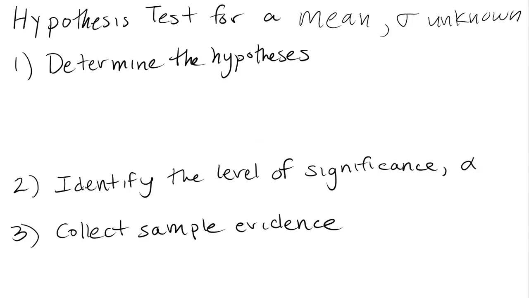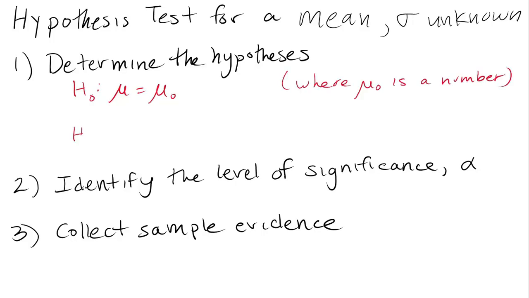The first step in a hypothesis test is to determine the hypotheses, and the hypotheses here will look the same as they did for the z-test because this is still a hypothesis test for a mean. So the null hypothesis will be a claim that the population mean is equal to some number, and we're going to use that mu sub 0 notation again for our number. The alternative hypothesis will somehow contradict that with an inequality by either stating that the mean is not equal to mu sub 0, that the mean is less than mu sub 0, or that the mean is greater than mu sub 0, and the choice of inequality is dependent on the claim in the problem.